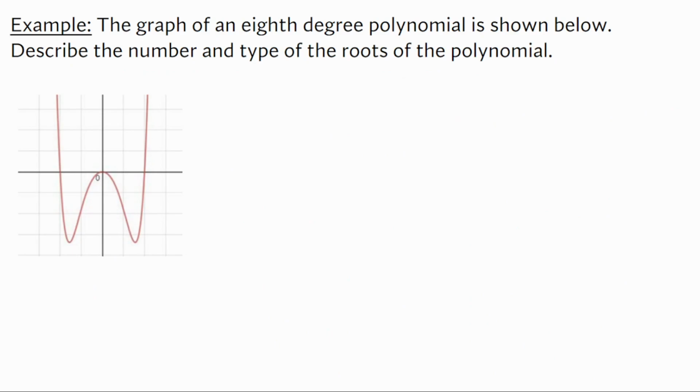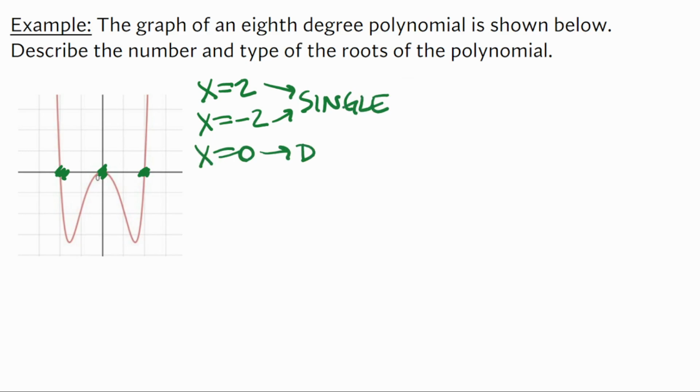All right, the graph of an 8th degree polynomial is shown below. Describe the number and type of the roots of the polynomial. Okay, so this time I am going to assume that this is a double root at x equals 0. I'm not going to split this off into 2 different cases. So I'm seeing zeros here, there, and there. So x equals 2, x equals negative 2. These are both looking like single roots to me. And x equals 0 is going to be a double root. Okay, so in total, including multiplicity, I've got 4 roots.